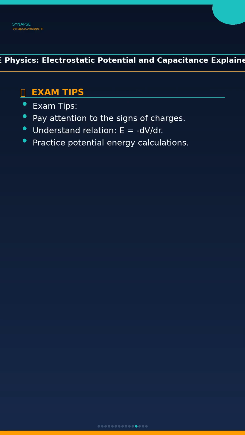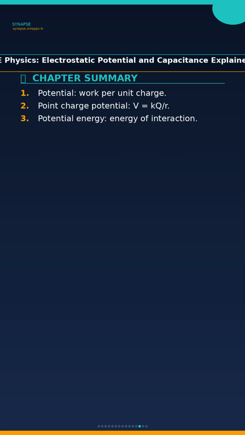Here are a few exam tips for you. Firstly, always pay close attention to the signs of the charges. Secondly, understand the relationship between the electric field and potential, E equals minus dV over dr. And thirdly, practice calculating potential energy as much as you can.